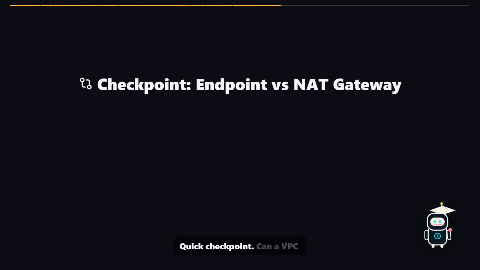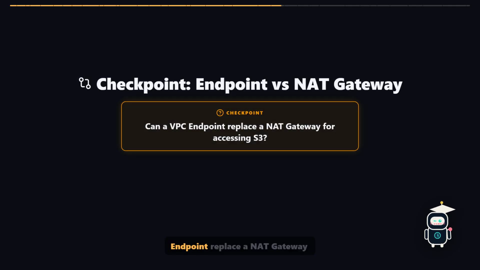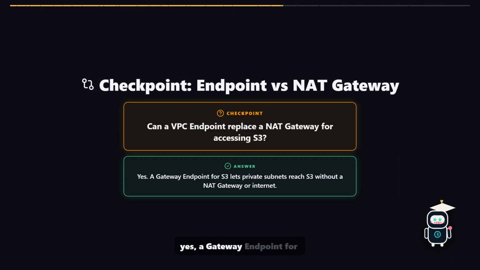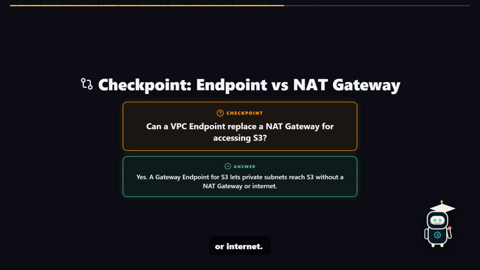Quick checkpoint. Can a VPC endpoint replace a NAT gateway for accessing S3? Answer after you think it through. Yes. A gateway endpoint for S3 lets private subnets reach S3 without a NAT gateway or internet.